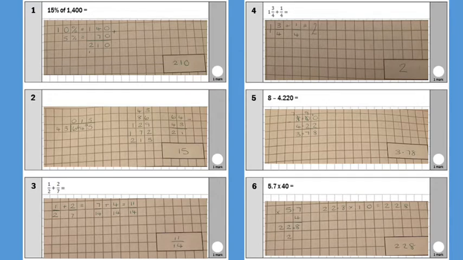This one is a nice and easy one. You've got 1 3/4 add 1/4. Well, if I ignore the 1 to start off with, I know that 3/4 and 1/4 added together will give me 4/4, or 1 whole. And I have 1 already there, so added together that gives me 2 whole ones.